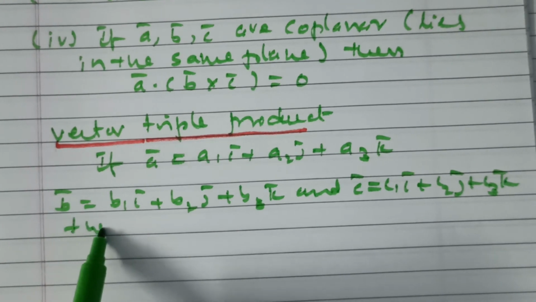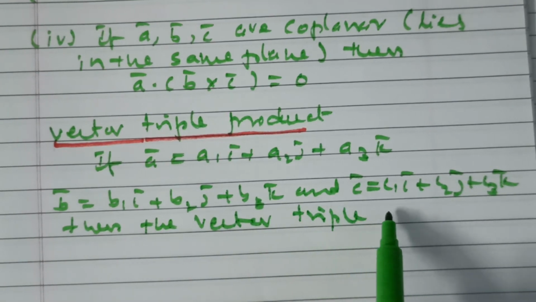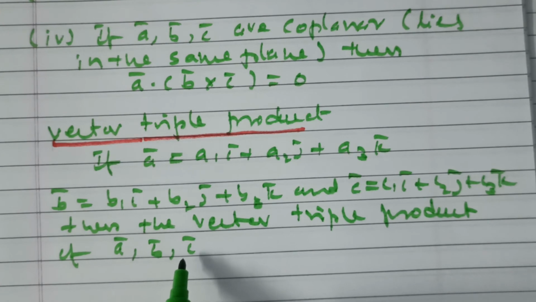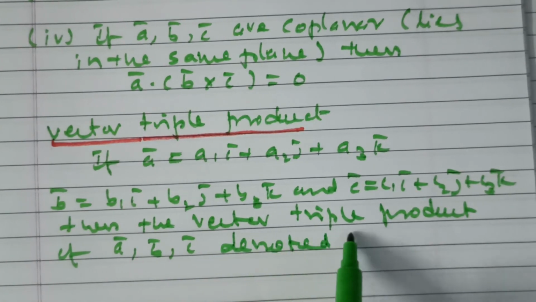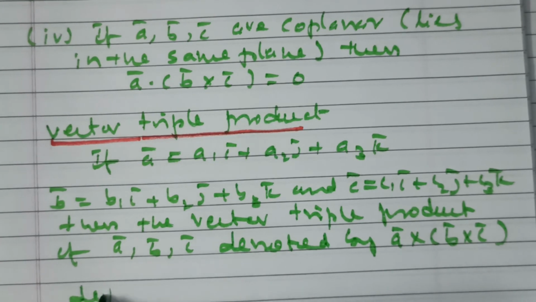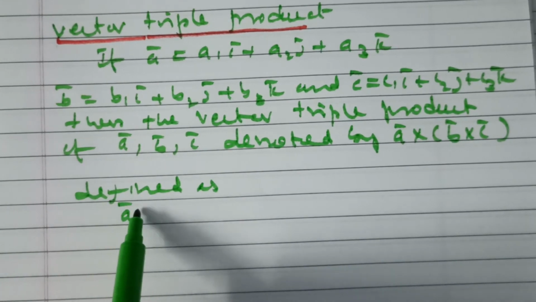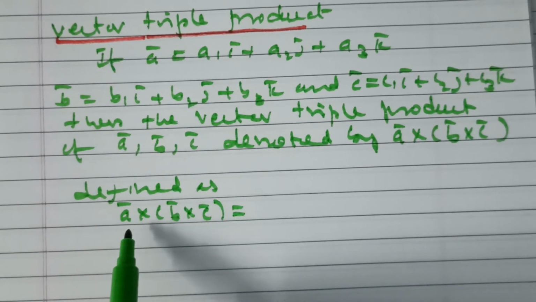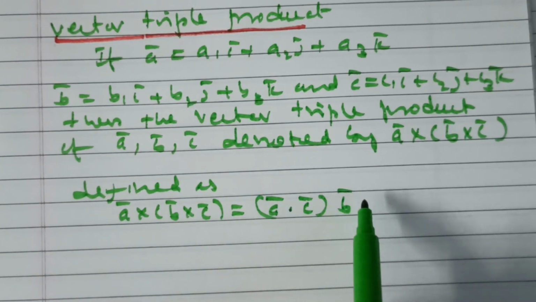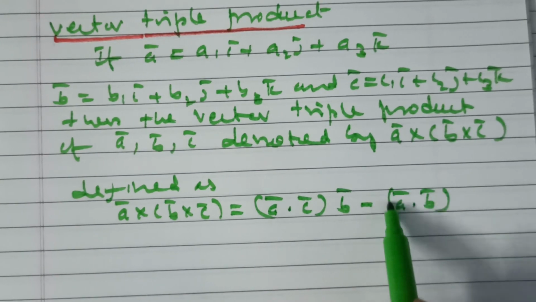then the vector triple product of a bar comma b bar comma c bar denoted by a bar cross of b bar cross c bar, defined as a bar cross of b bar cross c bar is equal to, see that, a bar with c bar dot product, a bar dot c bar, of b bar, minus dot product of a bar with b bar, the remaining vector of c bar.